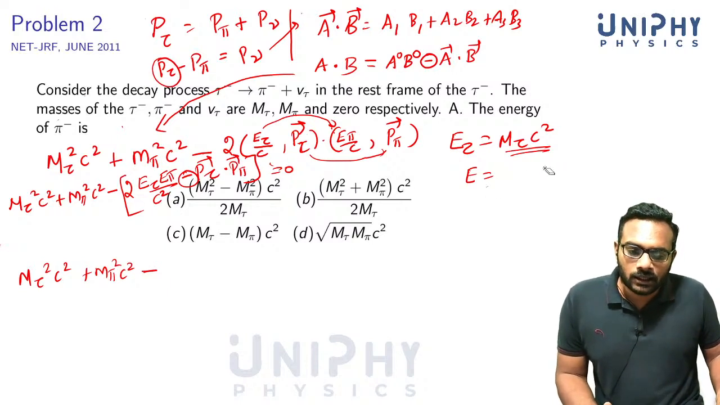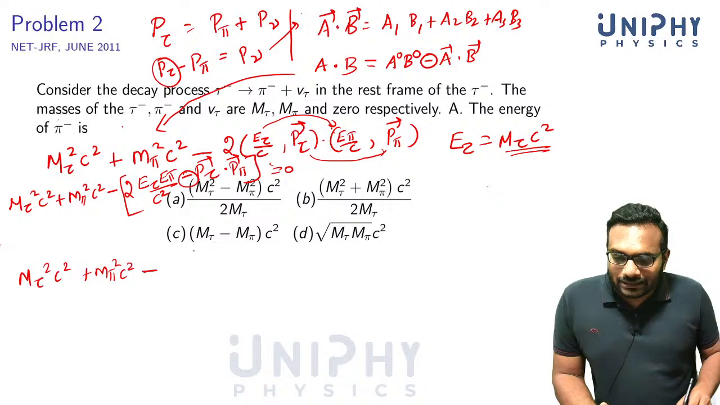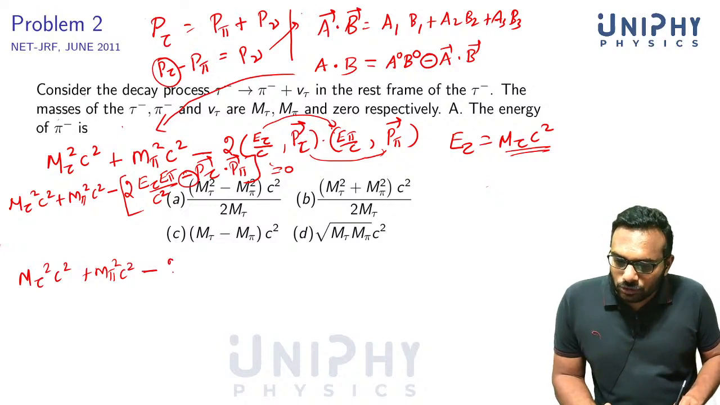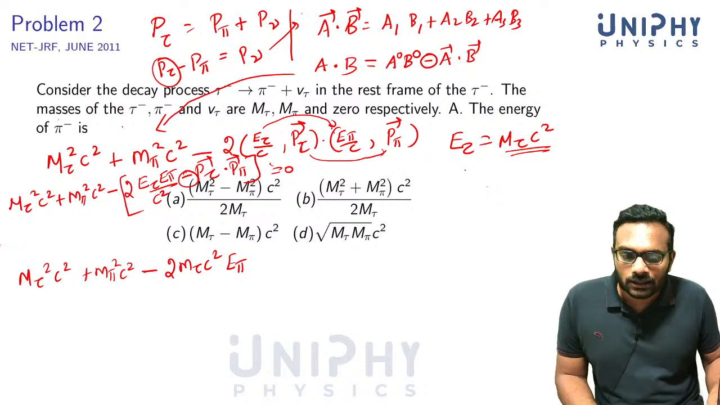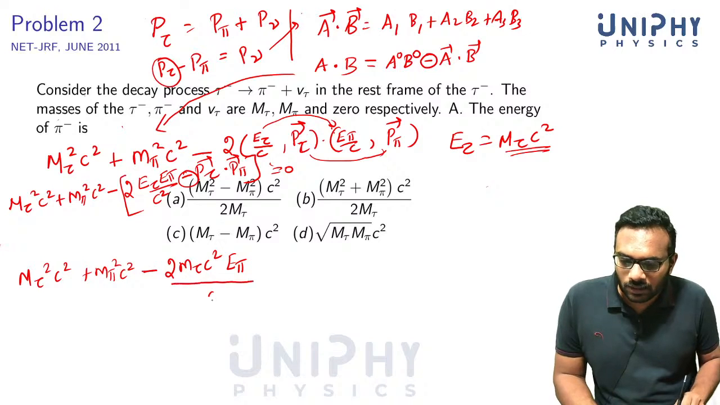Okay. All right. So since we know that this is at rest, this becomes 2 m tau c square, and you have got e pi here. So the e tau is m tau c square, so there is divided by c square minus, what is this?